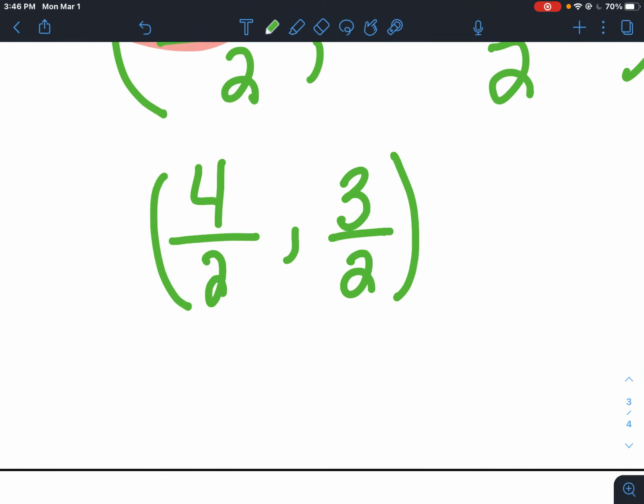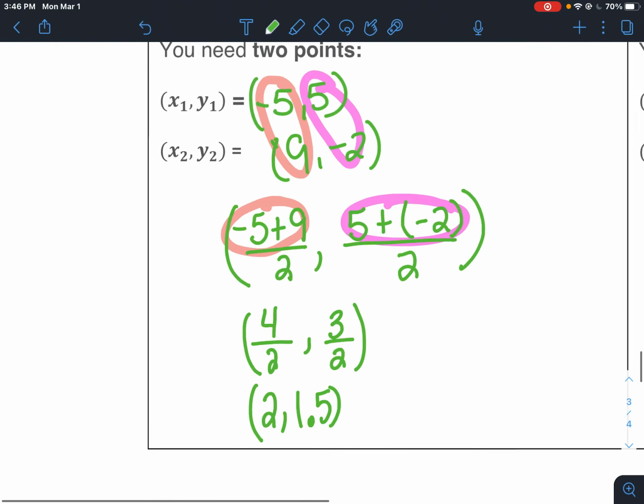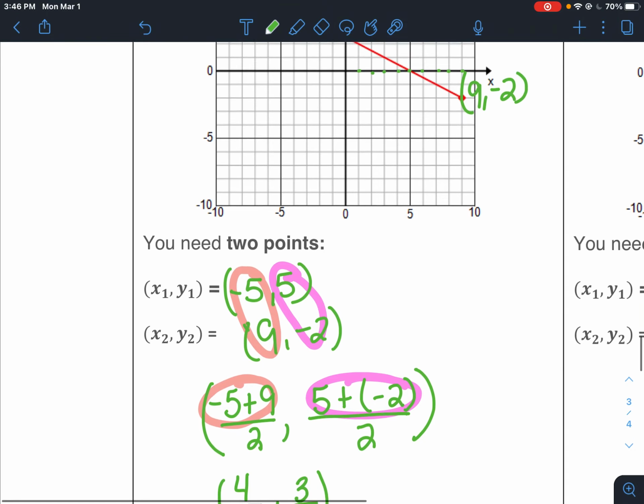So we will reduce: 4 divided by 2 is 2, and 3 divided by 2 does not reduce, but I am going to write it as a decimal because graphing a fraction is harder. So 1.5. Now, let's see if I did this correctly. If this point is on the line and it looks like it's halfway, then we're good. If not, I made a mistake somewhere and we're going to need to go back and find it.